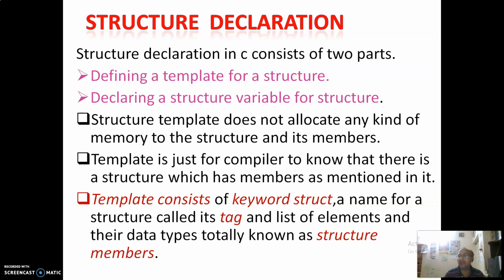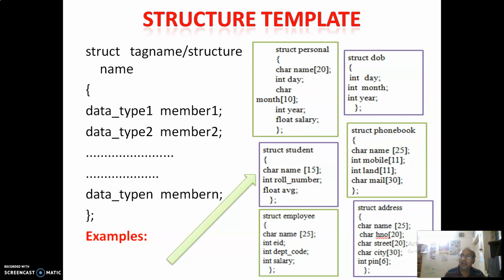The template consists of the keyword struct, a name for the structure called its tag, and a list of elements and their data types, together known as structure members. That means, see this: struct, then the tag name or structure name, then different data variables, that is member 1, member 2, member n, with the data type of member 1, data type of member 2, and member n.